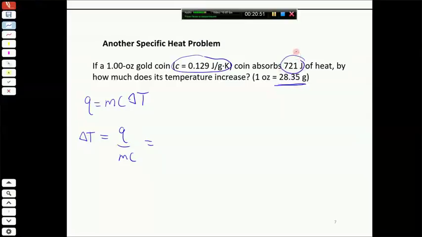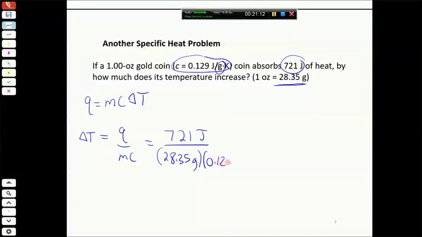So heat is given to us in joules, so we just use that unit directly. The mass has to be in grams because our heat capacity is in grams, as it usually is. So we're going to use the 28.35 grams, which is the equivalent of 1 ounce. And then the heat capacity of gold, as we said, is different than water. It's a unique value for every substance, so it's going to be 0.129 joules per gram K. And then all the units cancel out except for our temperature unit, and when we work out the numbers, we get 197 Kelvin.